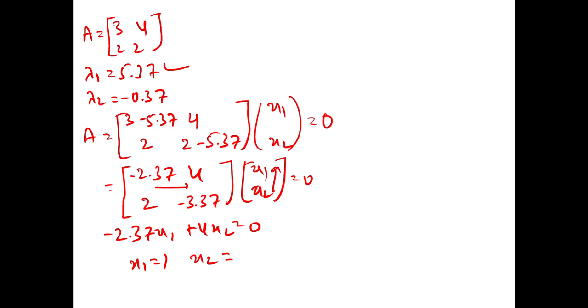sorry, x1 is 1, so 2.37 divided by 4, which is 0.59.